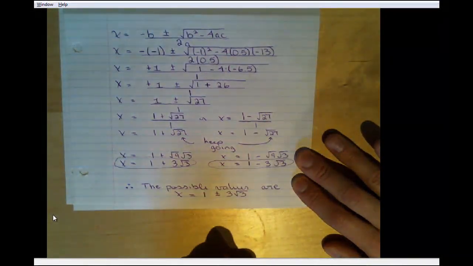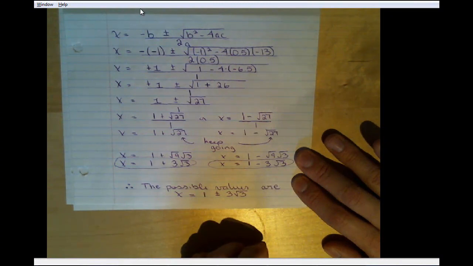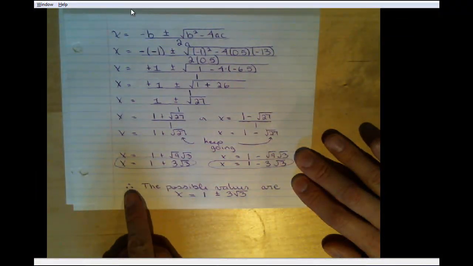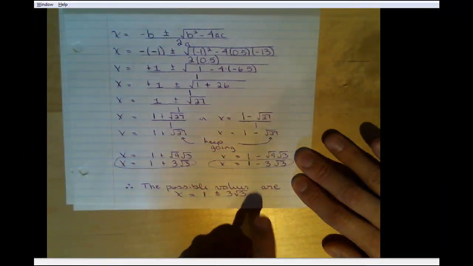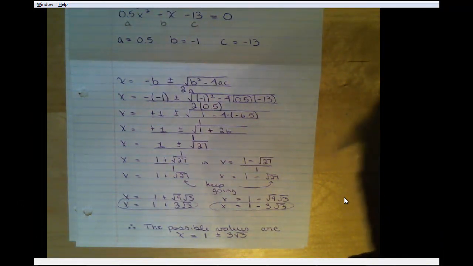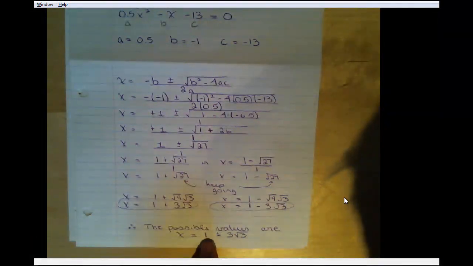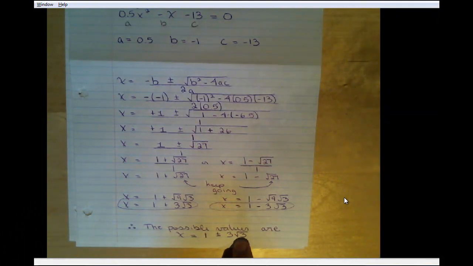The discriminant could have told us this as well. So we end with a statement. The possible values are x equals 1 plus or minus 3 root 3. And that satisfies our formula that we developed here. Okay, so this particular question said to leave this as exact answers. And here you can see they're exact. 1 plus or minus 3 root 3. There's no decimals here. Here's how you can check your answers.